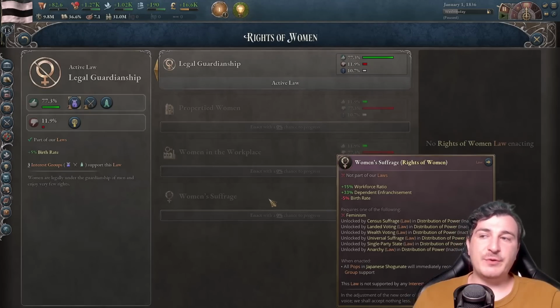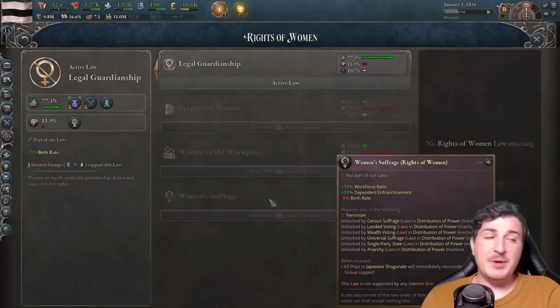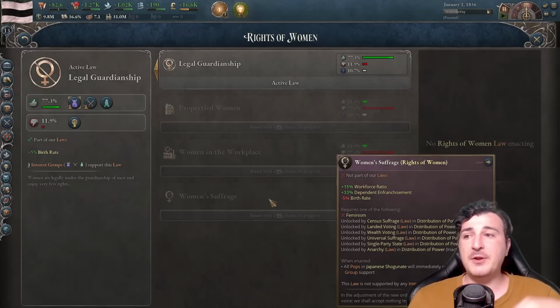Pretty much you have to go for women's suffrage in most campaigns because there's going to be a lot of movements for this, and if you don't go for that, you're going to destroy your country, so you just have to click on this, whatever the case.